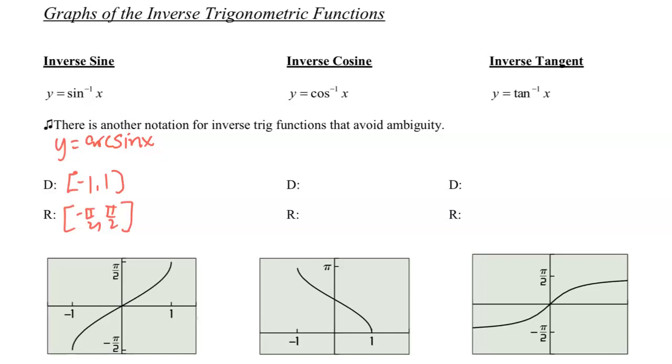And remember, that's what inverse functions do. They switch the x and the y. Okay, for inverse cosine, again, the unambiguous notation would just be arc cosine of x. The domain is also going to be from -1 until 1, and the range is going to be starting at 0 and going until pi.